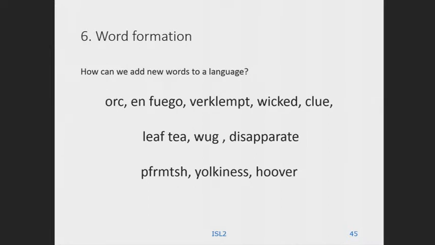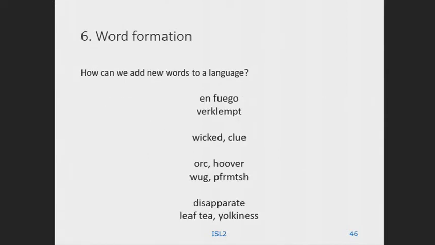I see some shaking heads. Maybe not all of them are indeed words, right? So I've grouped them for you then. I don't know if you know the first two. I know them from the US, that someone can be verklempt and someone can also be completely en fuego. What do those mean?